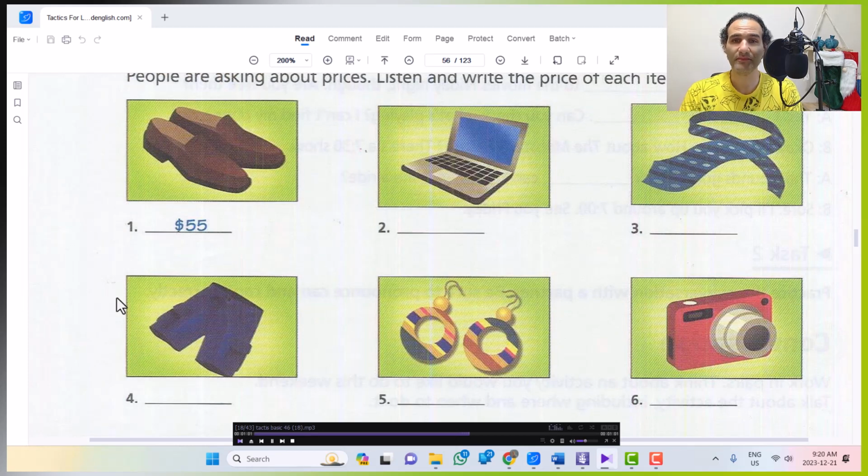4. These shorts are nice, aren't they? Yes, and they're only $26.95. Do you want to take them? Yeah, I think I will. Okay, how much are they?